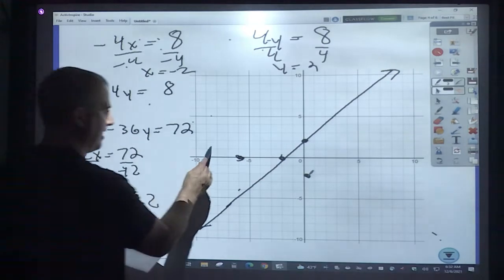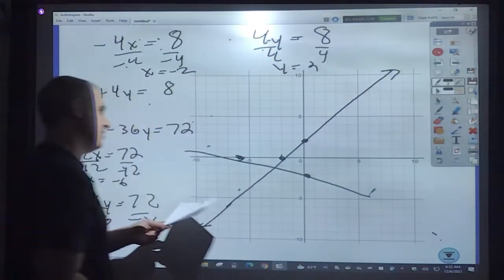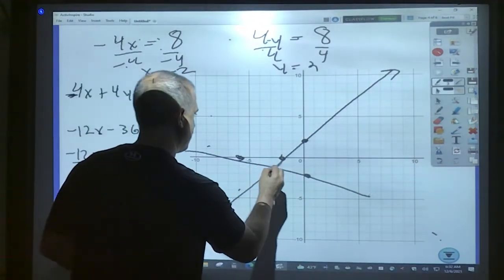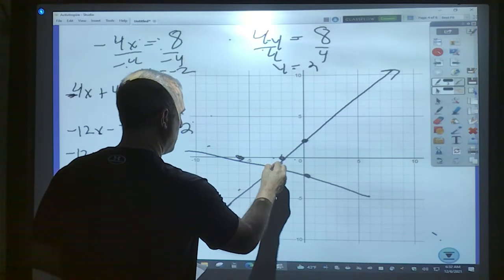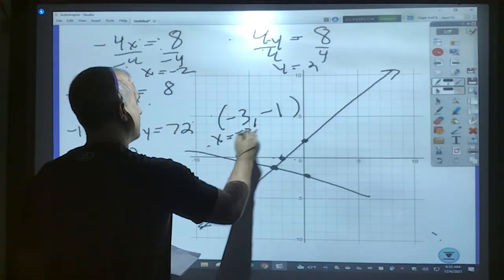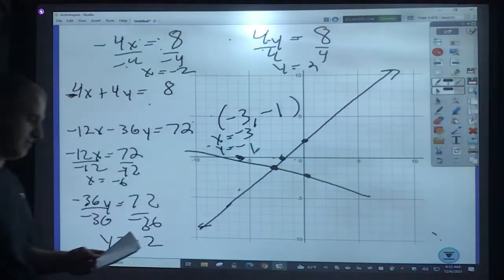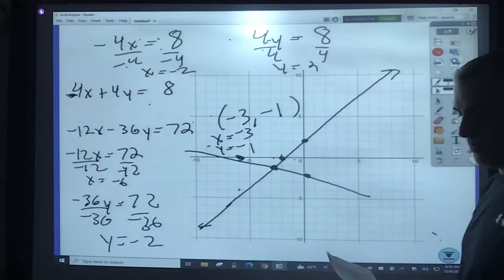So I want to draw my line to the best of my ability. Okay, good estimate for that. It's 1, 2, 3 over, 1 down. So negative 3 over, negative 1 down, or x equals negative 3, y equals negative 1. Okay? All right, let's go on to the next one.